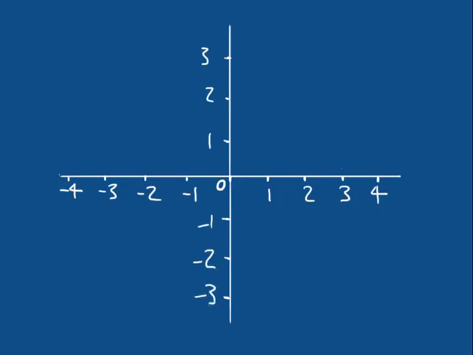So that's convention. Another convention is how these two axes are named. The horizontal line is commonly referred to as the x-axis, and the vertical line is commonly referred to as the y-axis. So if you hear people talking about x-axis and y-axis, that's basically what they mean. They're talking about these two lines right here.